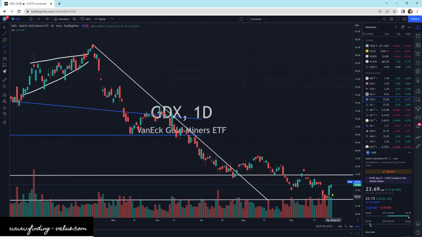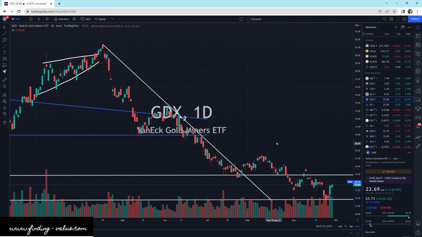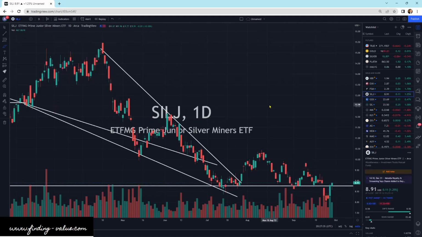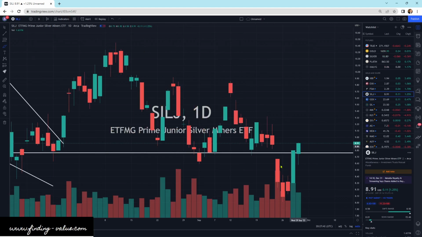GDX heading a little bit higher. Gold was basically flat today, so it still looks okay. We just have to see what the buyers want to do tomorrow. No distinct opinion here. Same with SILJ, right on support resistance. Small little update today.